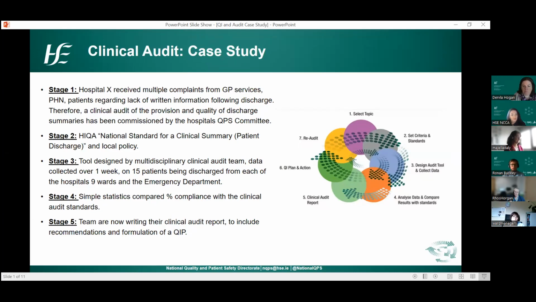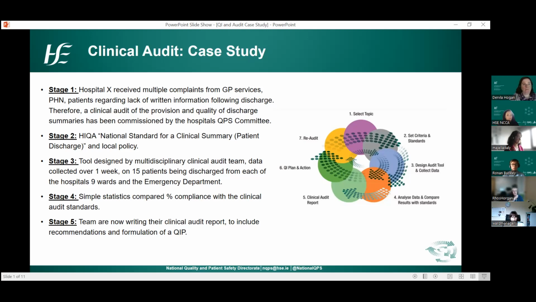So Hospital X has received multiple complaints from GP services, public health nurses and patients regarding the lack of written information following discharge. The hospital is also aware that increasing safety during transitions of care features in the HSE's patient safety strategy. And it's also an area that's often covered by HIQA when they inspect the hospital. So therefore, a clinical audit of the provision and quality of discharge summaries has been commissioned by the hospital's Quality and Patient Safety Committee.